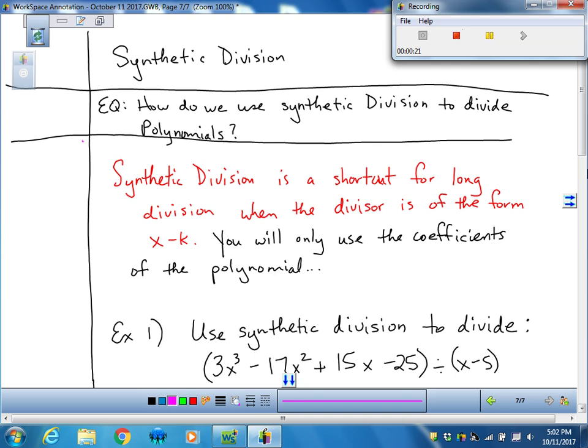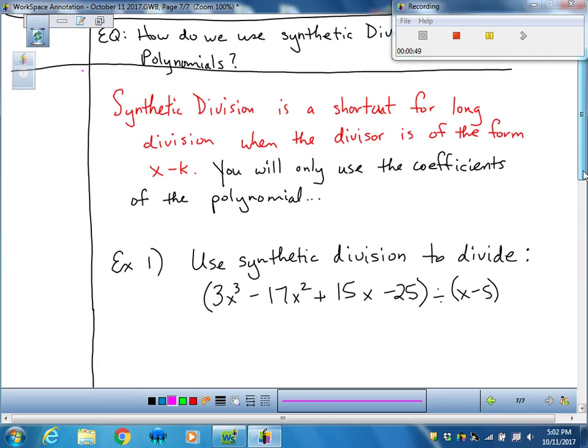But the divisor has to be of the form x minus k. K is just going to be some constant number, but it must be in this format, otherwise you can't use synthetic division. And the reason that it's a shortcut is because you only use the coefficients of the polynomial to help you do it. So let's go ahead and jump right into an example, and we'll show you what it looks like.